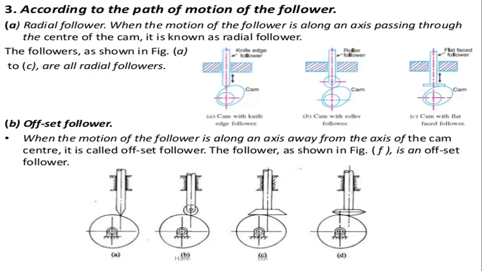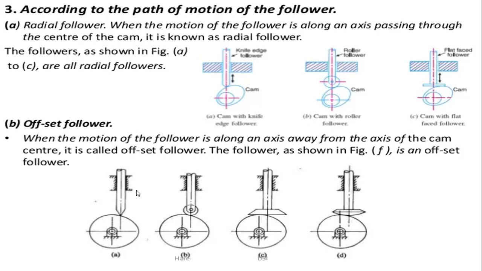Next one is the offset follower. In the offset follower, the motion of the follower is along an axis away from the axis of the cam. That is why the axis of the follower is different from the axis of the cam. So you can see the offset followers here. When the motion of the follower is along an axis away from the axis of the cam center, it is called an offset follower. The followers can be seen in the picture.